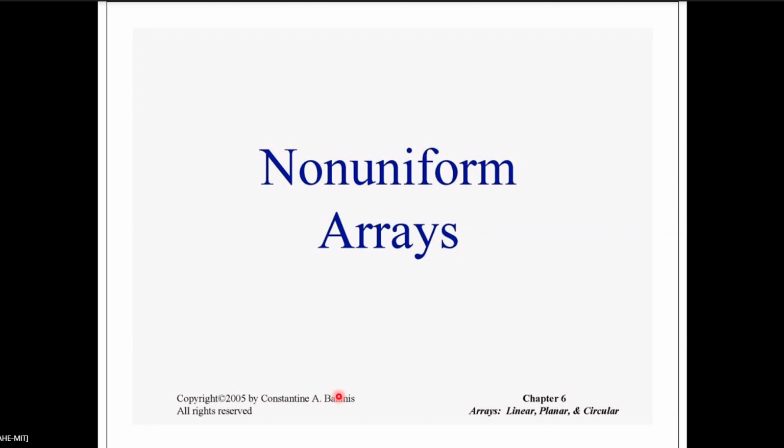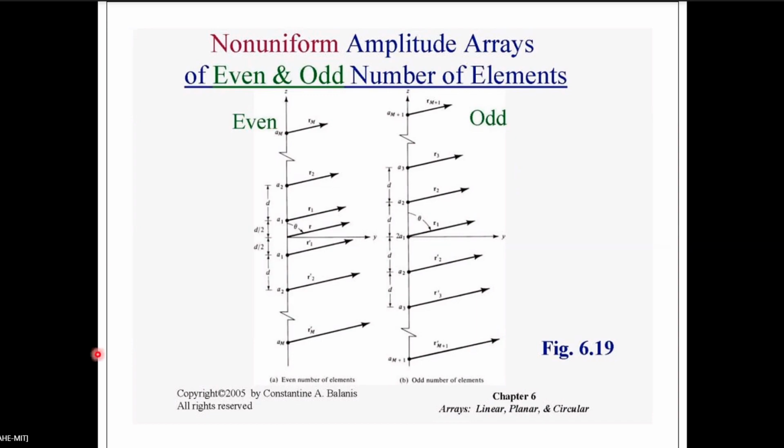Hello? No, sir. Okay. Non-uniform arrays. Now we'll see non-uniform arrays. There are two categories, an even number of elements and an odd number of elements. Even number means 2m. Half of the elements are placed above z equal to 0, and the spacing is uniform between two successive elements. The spacing is d.